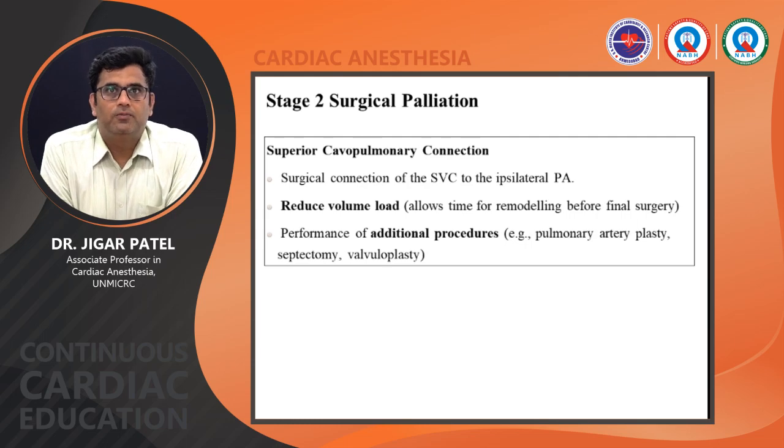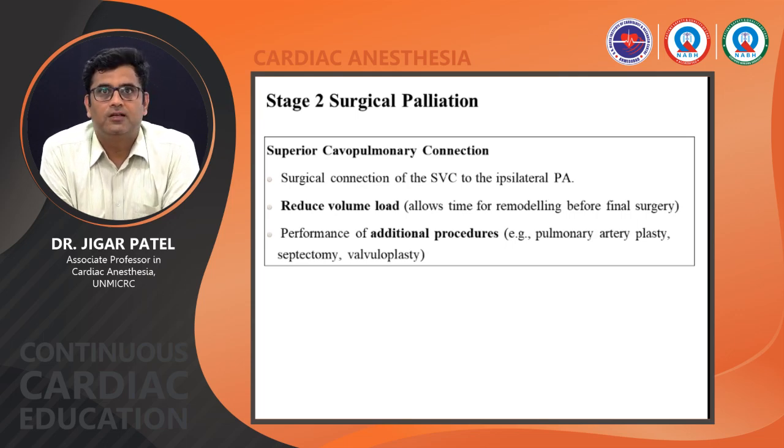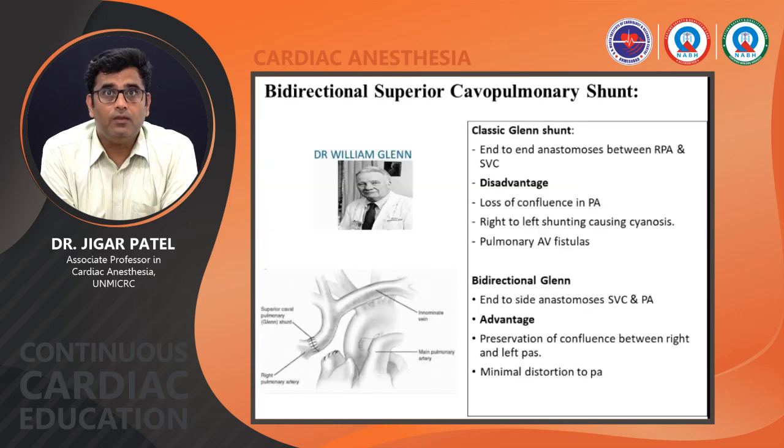Now the second stage, which is done in the infant period, is the superior cavopulmonary connection. The goal of the second stage is a surgical connection between the SVC and the ipsilateral pulmonary artery. The second goal is to reduce volume load and allow time for remodeling of the ventricle before the final surgery. And the third goal is to perform any additional procedure like pulmonary arterioplasty, septectomy and valvuloplasty if it was not done in the previous stage.